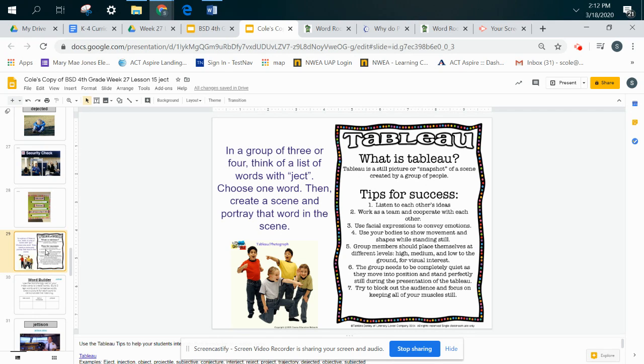Here is a tableau. What is a tableau? It is a still picture or a snapshot of a scene created by a group of people. This is something you could do if you have brothers or sisters at home, or you may wait to do one at recess. Some of the words you could use were words we've been working with this week, such as eject, injection, projectile, subjective, interject, or reject. And you're following these rules to make a tableau.